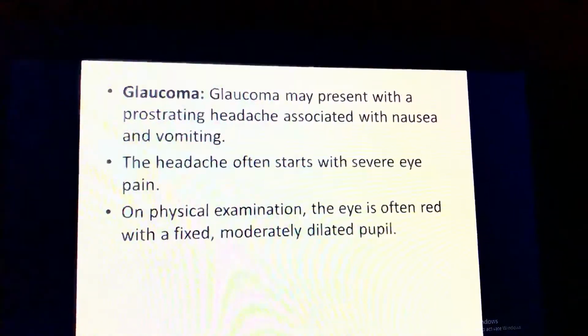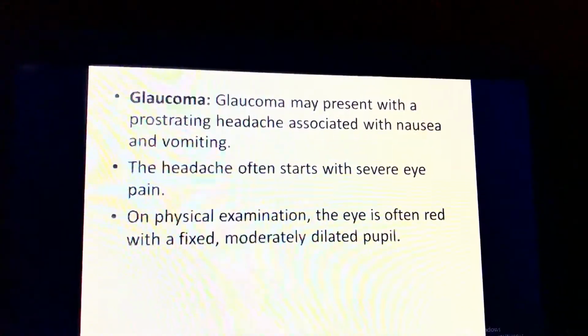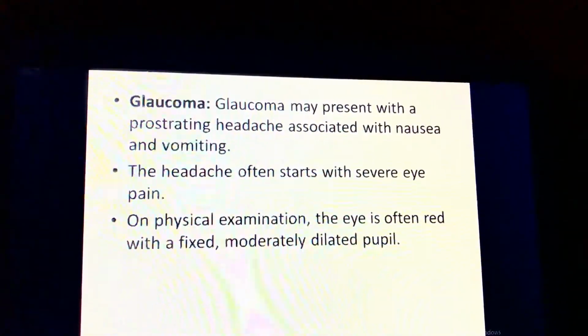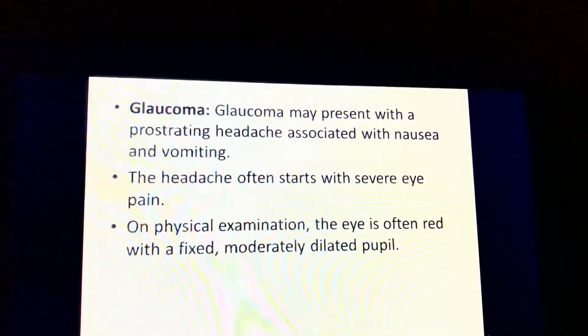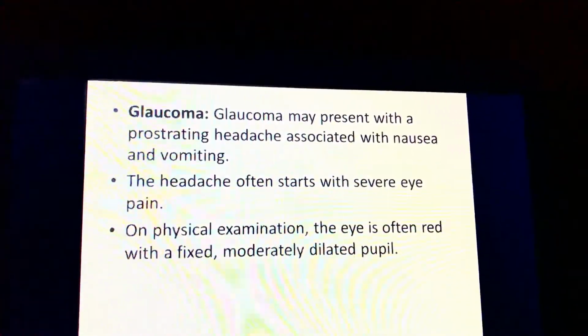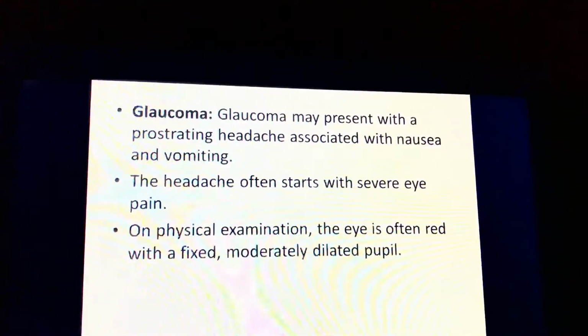Glaucoma. The glaucoma may present with a prostrating headache associated with nausea and vomiting. The headache often starts with severe eye pain. On physical examination, the eye is often red with a fixed, moderately dilated pupil.